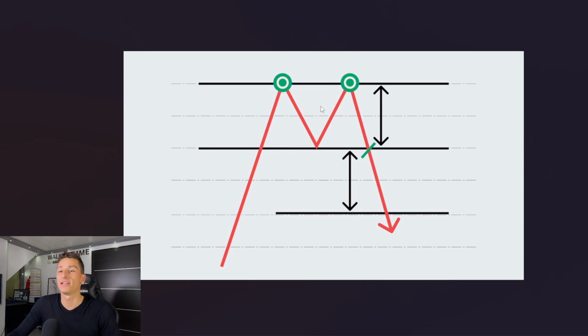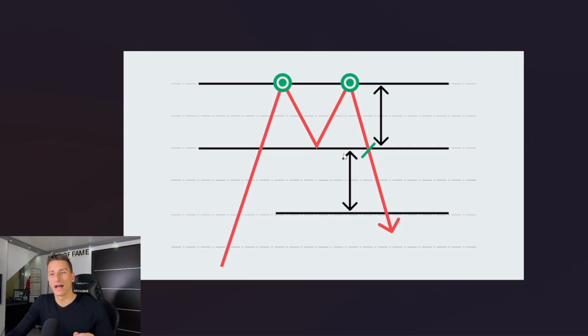Then of course the volume. The second peak should have less volume than the first one, and it means that buying conviction is fading. And the last one, how to identify a real double top, is the pullback between peaks. This pullback should create a clear neckline.